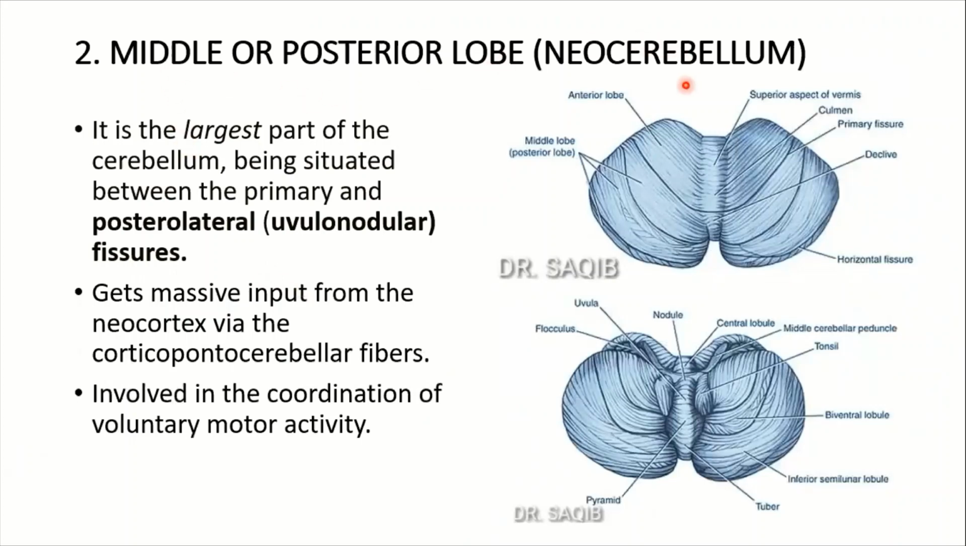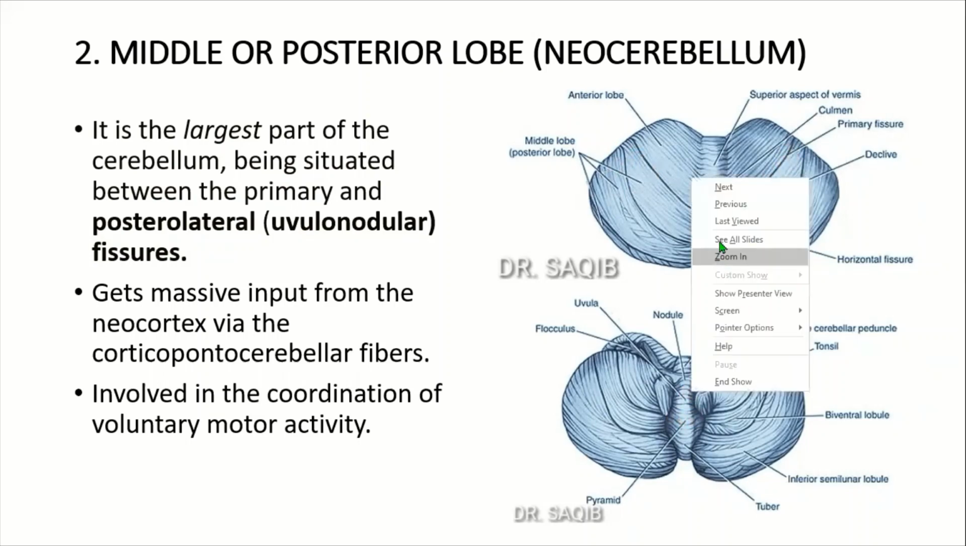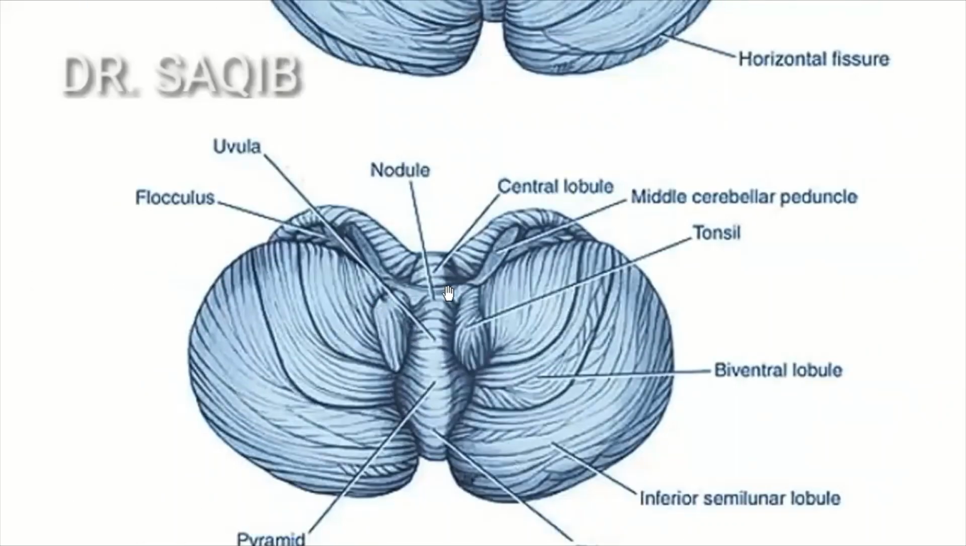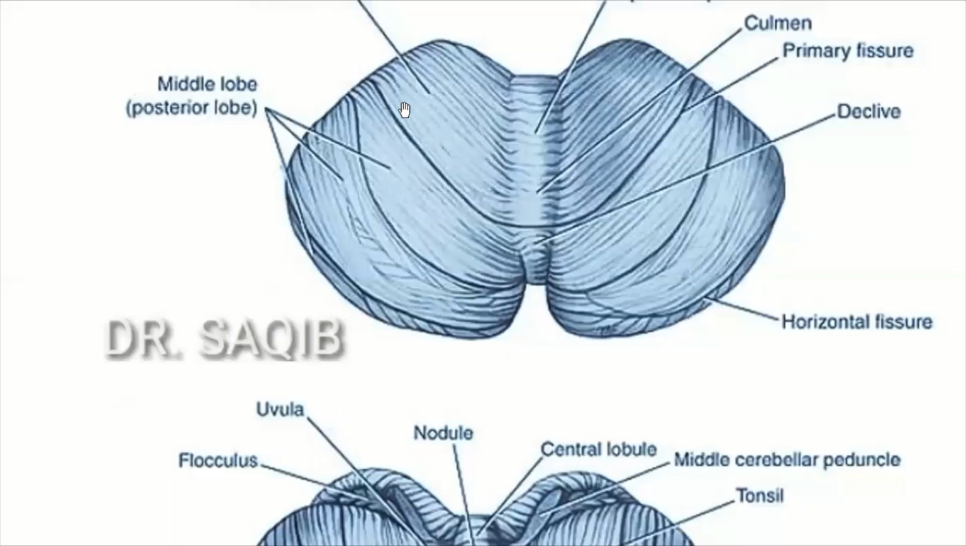The middle or posterior lobe is called the neocerebellum. So this is the middle lobe. It is situated between the primary fissure and the posterolateral, the uvulonodular fissure. This is the primary fissure, and let me trace for you the uvulonodular fissure. It is clear on this view. This is the uvula, and this is the nodule, and here you see the uvulonodular fissure. So the middle lobe is present between this fissure and the primary fissure.